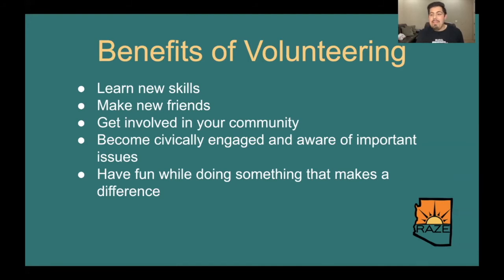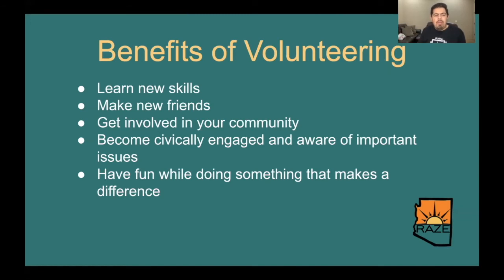Another benefit is that you can make new friends. I have volunteered on different campaigns and for different organizations, and I have made a lot of friends in that process. Last year, I worked with our sister organization doing volunteer work, and I got to meet people from around the country. Right now, during COVID, it's hard to do in-person things, but we got to meet people from different parts of the country. That was a really cool aspect of volunteering.